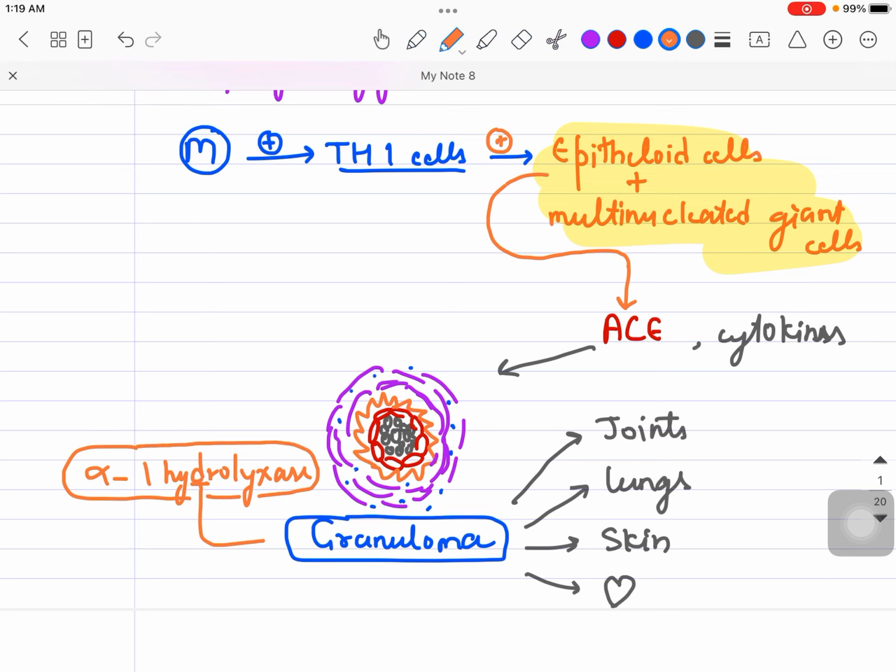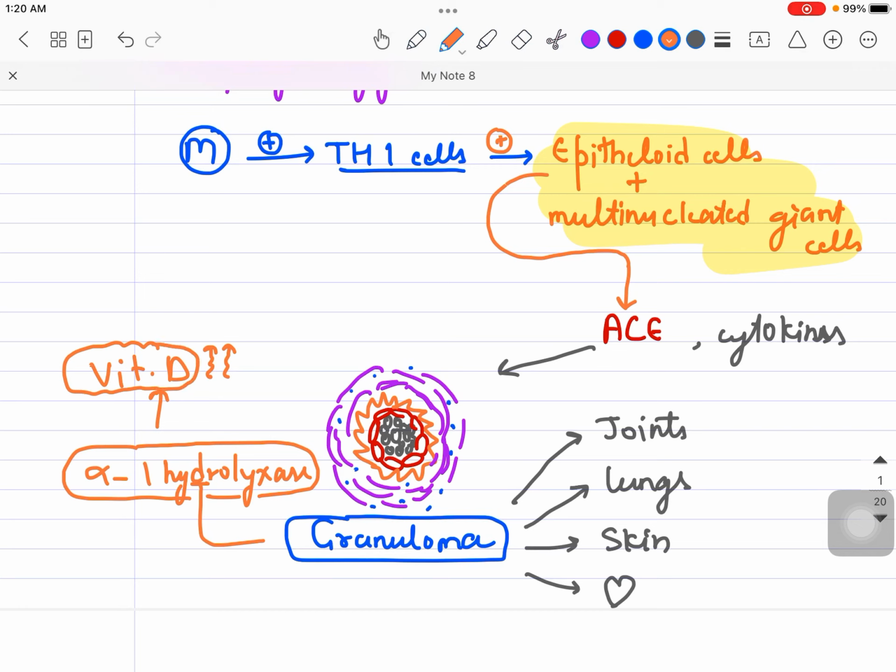Now alpha 1 hydroxylase, you will say yes, it is the enzyme which converts vitamin D from its inactive phase into the active stage. So yes, it is doing that. So now what will happen? It will actually cause hypervitaminosis D. So vitamin D production will be increasing. Obviously, due to this, vitamin D production will be increasing, right?